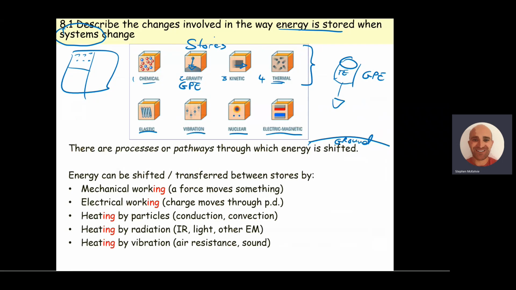So if we're describing the changes involved in the way energy is stored when systems change, what we're talking about here is this hot cup of tea, which is drawn very well, and has got thermal energy inside. But it's not the thermal energy inside the cup of tea that is being used to pull that hot cup of tea down. It's the gravitational potential energy of the hot cup of tea that allows it to fall towards the ground. So the way we describe this is that the gravitational potential energy store is being transferred or used or processed or shifted to do work. And that work is gravity pulling the cup of tea down.